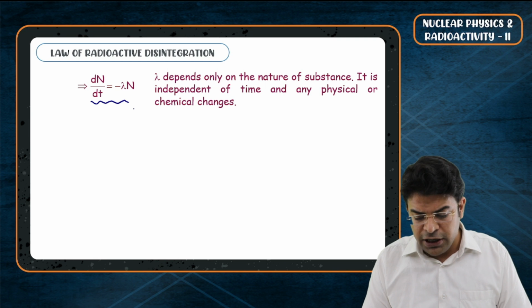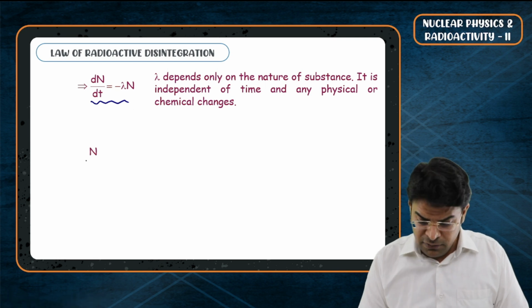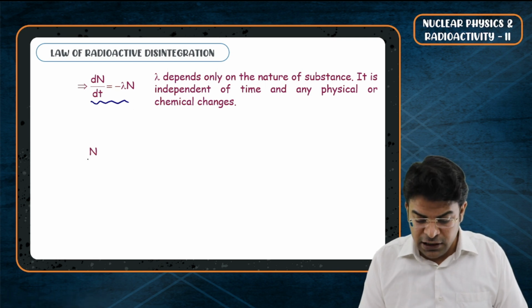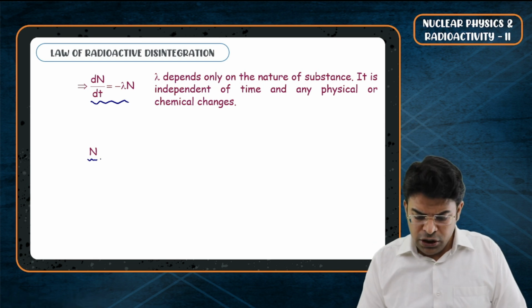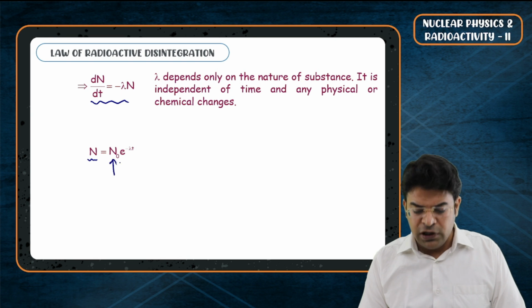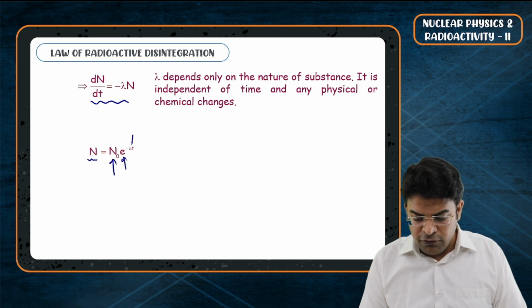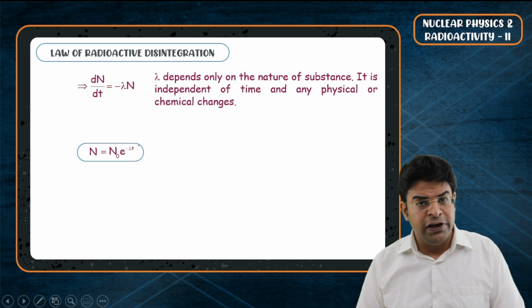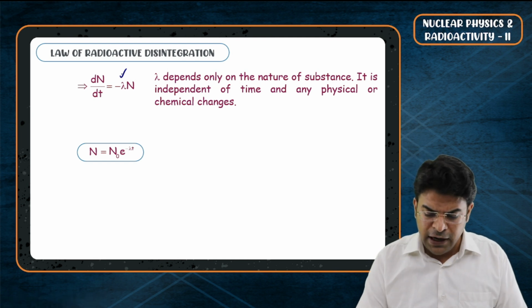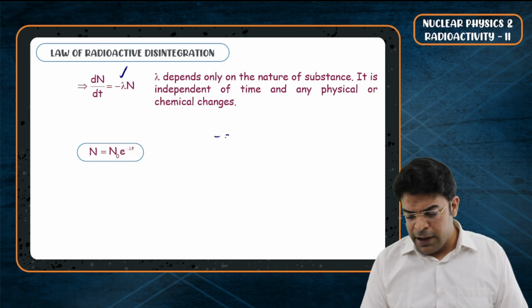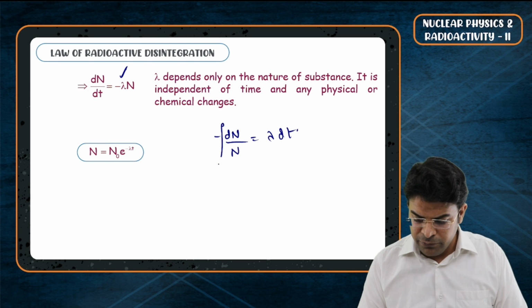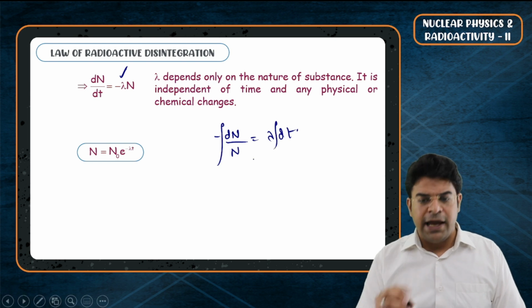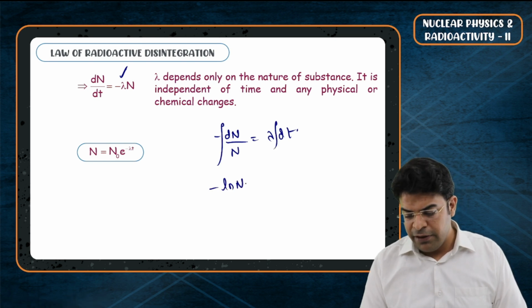From this particular equation, on solving, we can get the equation that the number of active nuclei at any time t equals the initial number of active nuclei, N0, e raised to the power of minus lambda t. So how do we get this? It's quite easy. Look at this equation. You can write minus dN by N equals lambda dt. Integrating both the sides, integration of dN by N gives you minus ln N.